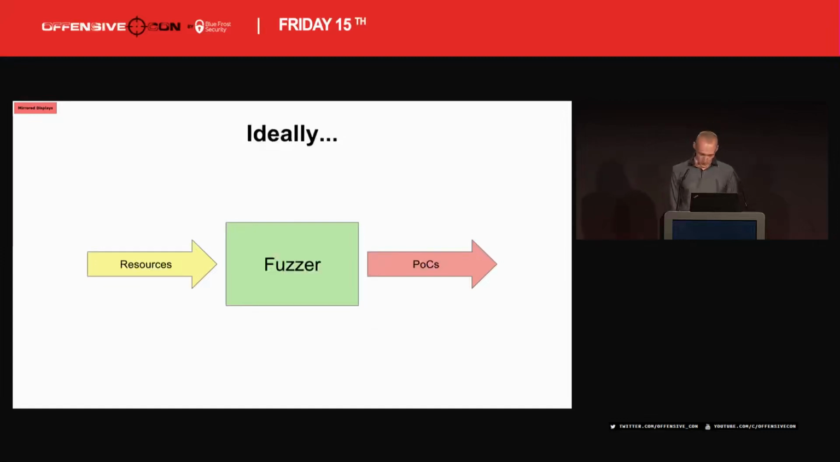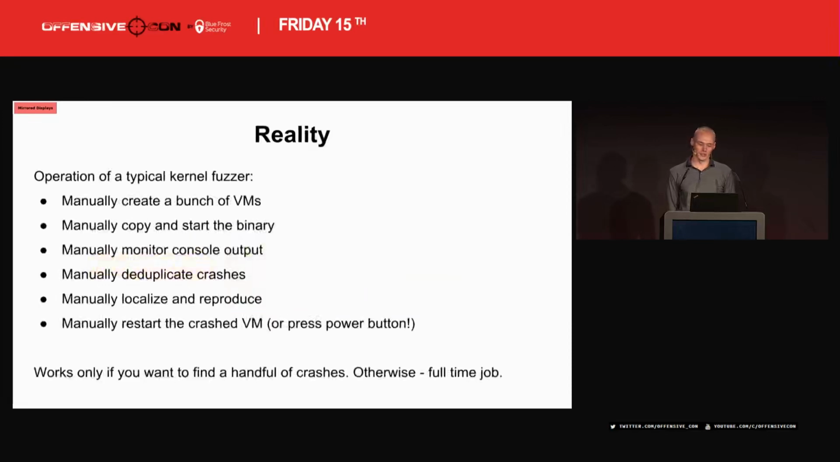Okay, so when we started doing that, ideally what we would want from a fuzzer is some kind of magic box, where you feed resources into the fuzzer. Resources here means CPU time or RAM or whatever else. And the fuzzer would just spew out proofs of concept for you, right? But in reality, it's all a bit different because you need to do a lot of stuff manually.